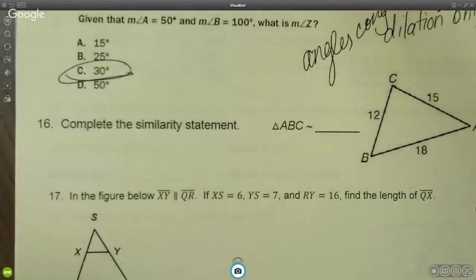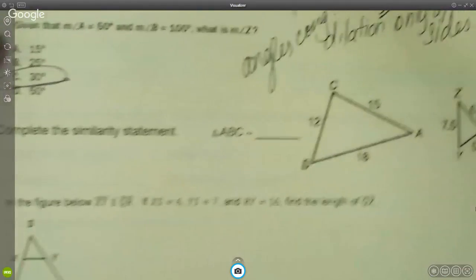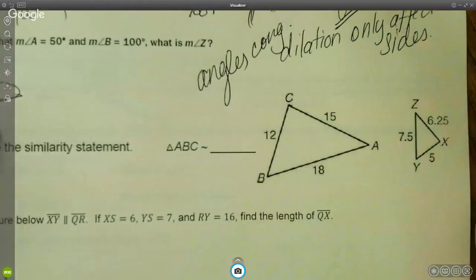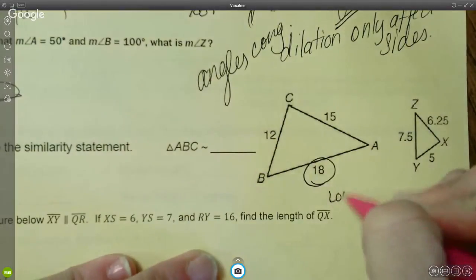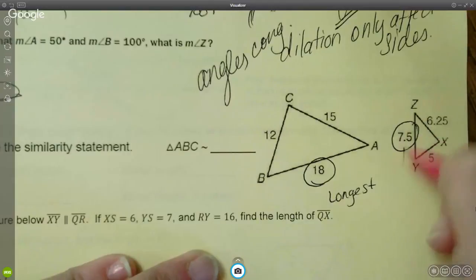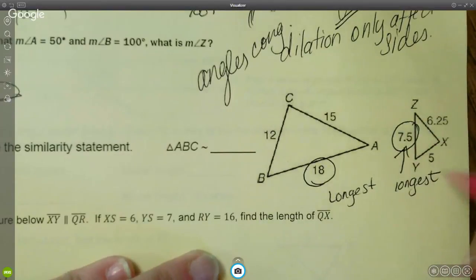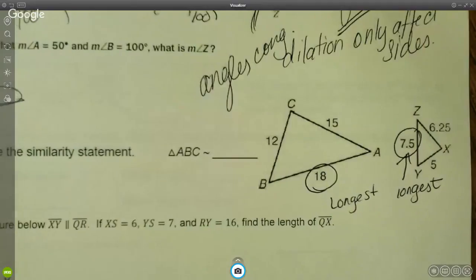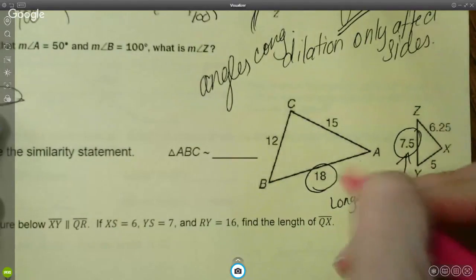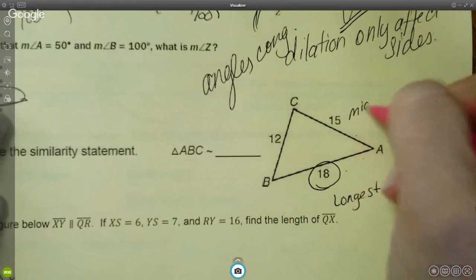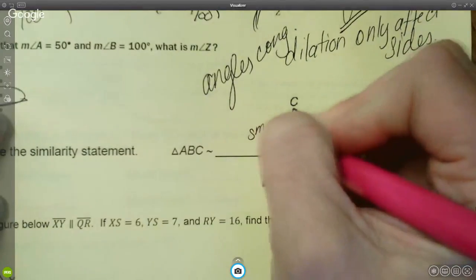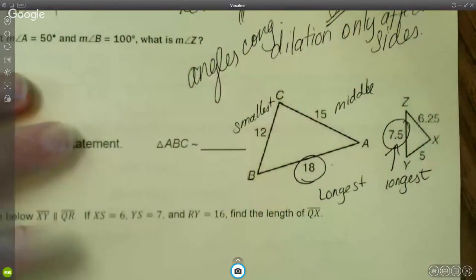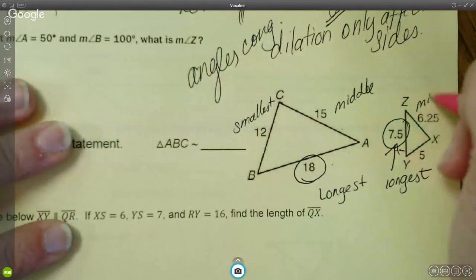Okay, number 16, write a similarity statement for ABC. Okay, let's see. Ooh, it's not even easy. Well, this right here is our longest side, so let's just look at our longest side. I would just compare the longest sides. Here's our longest, here's our middle, here's our smallest. I started giving you scale factor, I realized I messed it up. Here's our longest, here's our middle one.